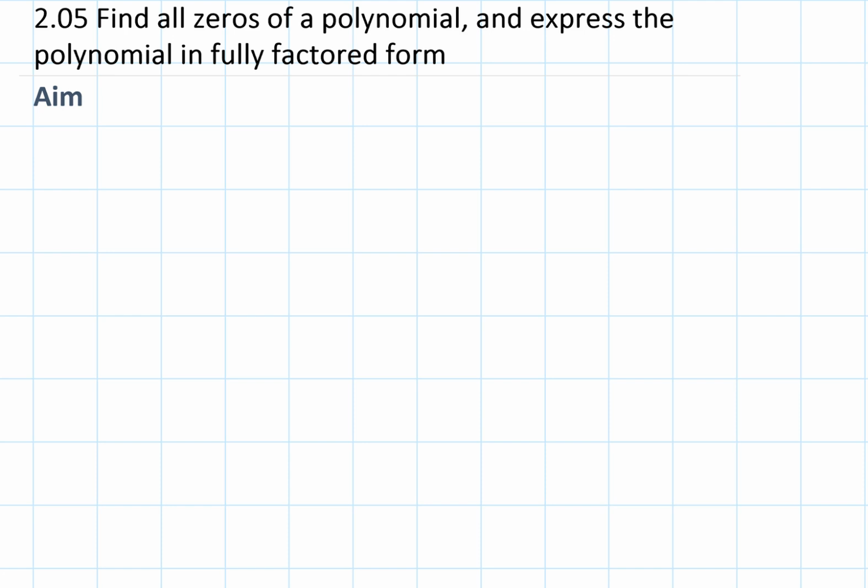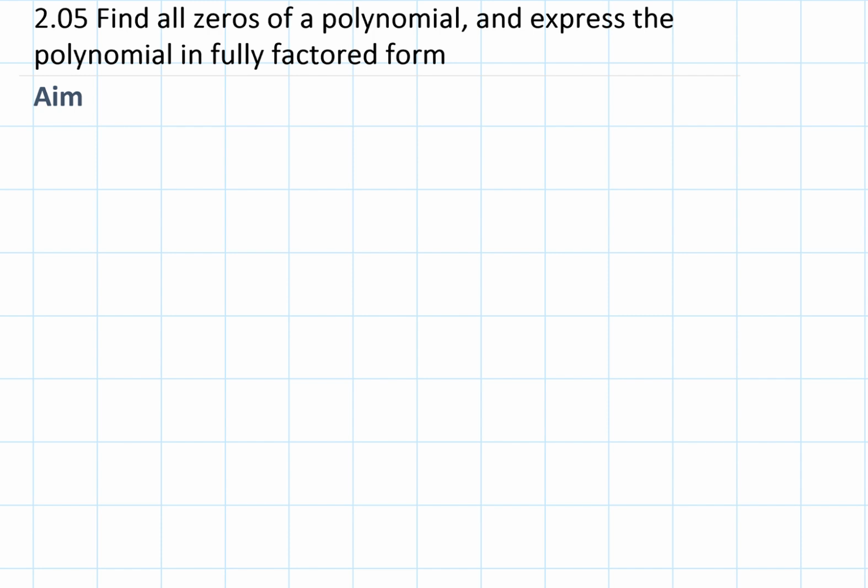Today's goal is to find all zeros, meaning roots or x-intercepts, of a polynomial. Again, these are the types of functions that are cubic, quadratic, degree 7, degree 142, something like that, and express the polynomial. So we're going to rewrite polynomials in fully factored form.